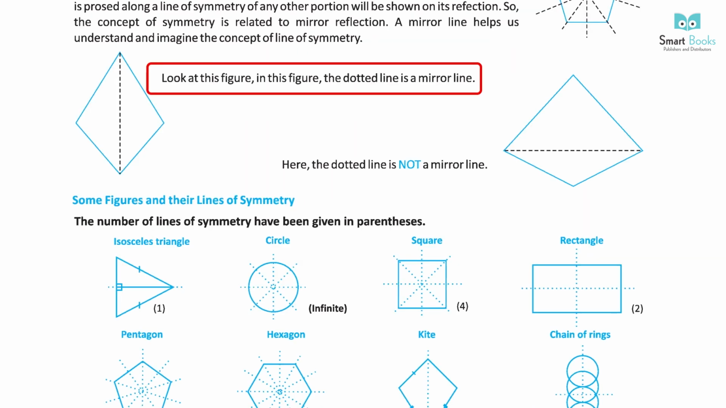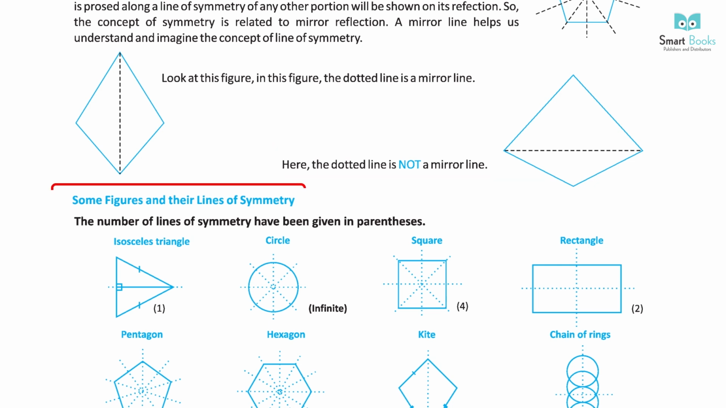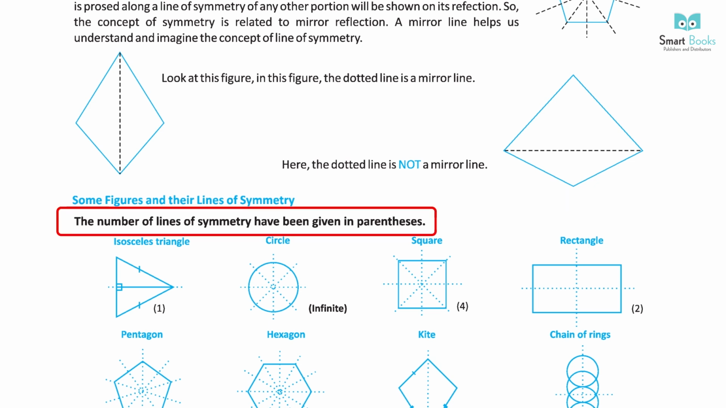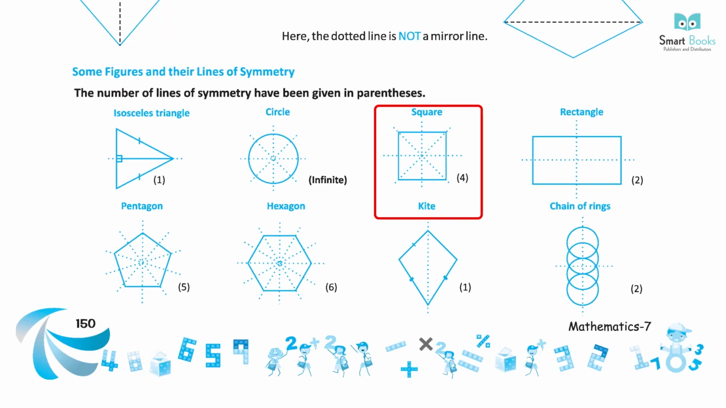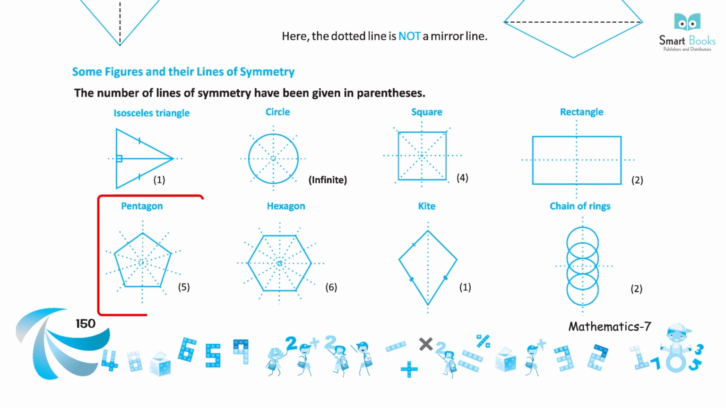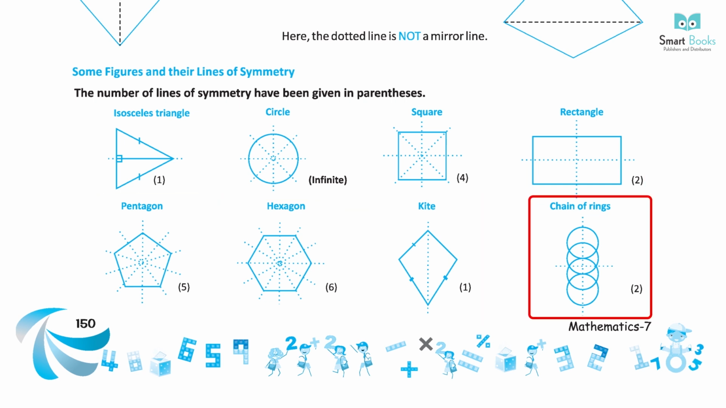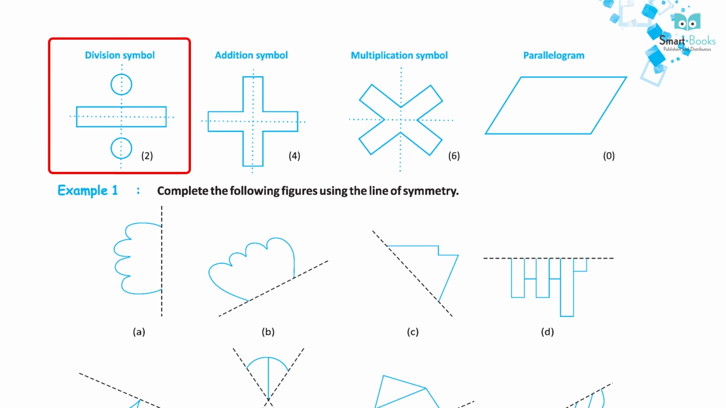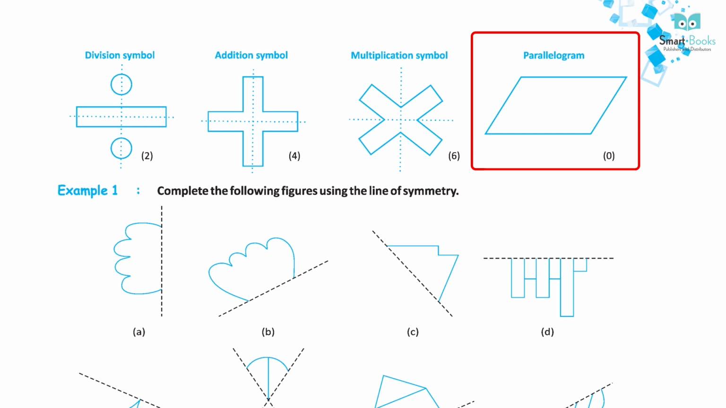Look at this figure. In this figure, the dotted line is a mirror line. Here, the dotted line is not a mirror line. Some figures and their lines of symmetry. The number of lines of symmetry have been given in the parentheses. Isosceles triangle, circle, square, rectangle, pentagon, hexagon, kite, chain of rings, division symbol, addition symbol, multiplication symbol, parallelogram.